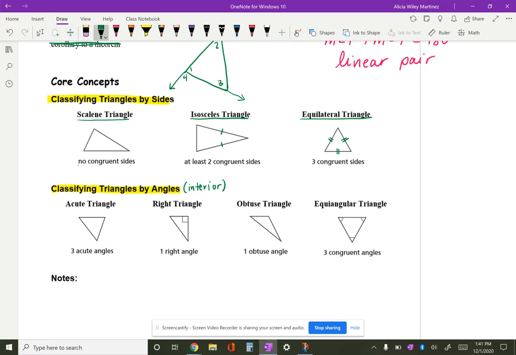We should be familiar with most of these. An acute triangle has all the angles being acute. Remember, acute means that the measure is less than 90 degrees. A right triangle is going to mean that you have one right angle. Remember that a right angle is 90 degrees. And a right angle will be marked with a little square in the corner. Never assume a right angle.